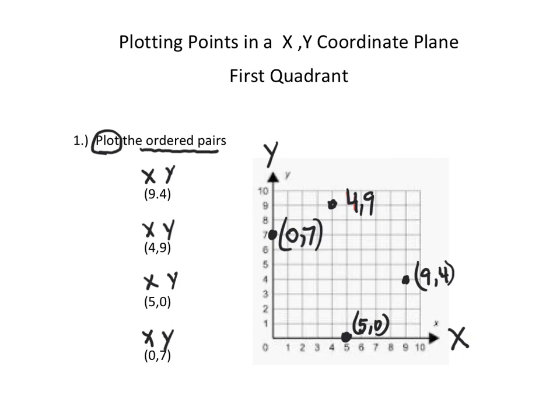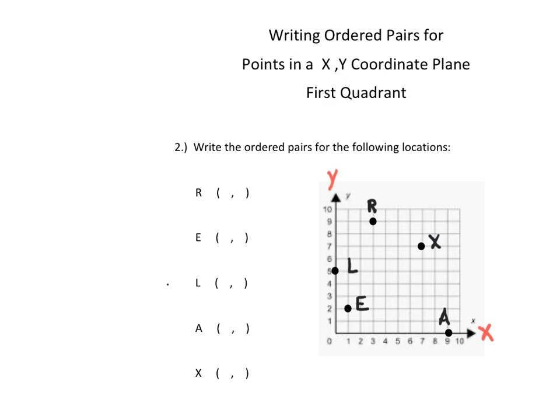So we plotted the ordered pairs that were given to us, and now we're ready to go on to problem number 2. For problem number 2, we have points that are plotted in the first quadrant of a coordinate plane, and we need to come up with the ordered pairs for those locations. We're going to write the ordered pairs for those locations.